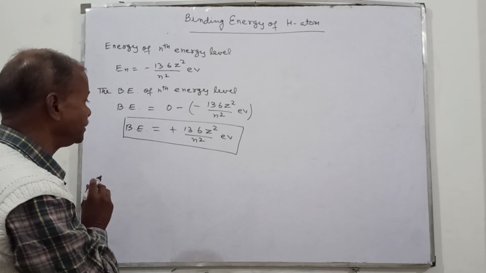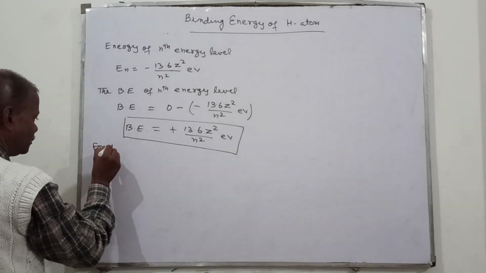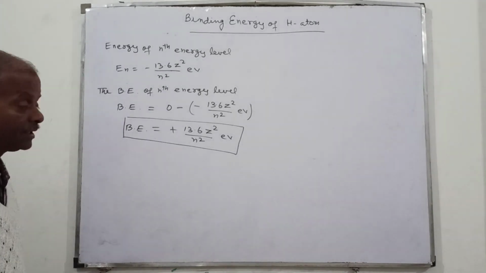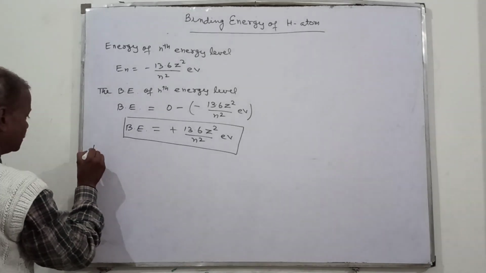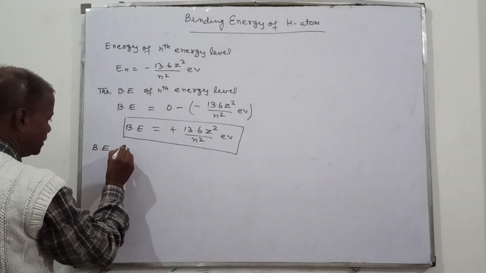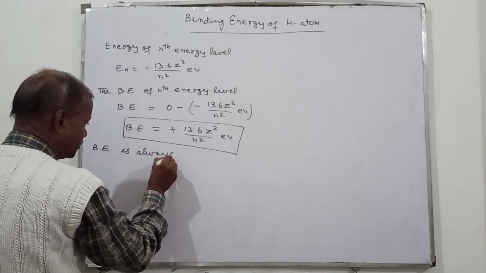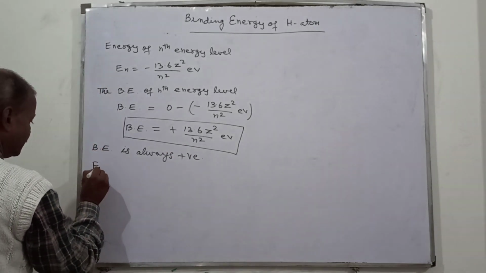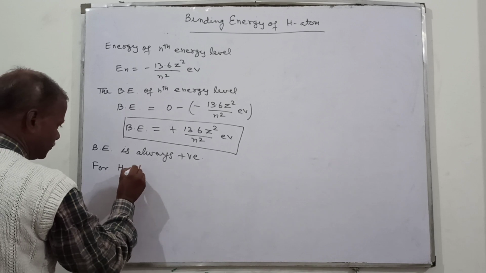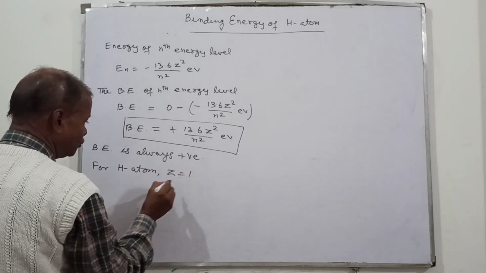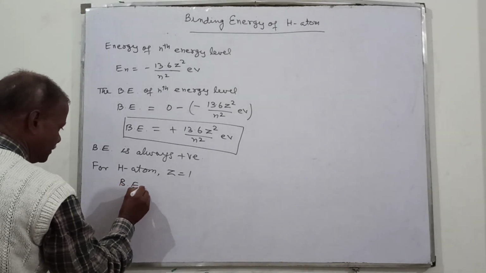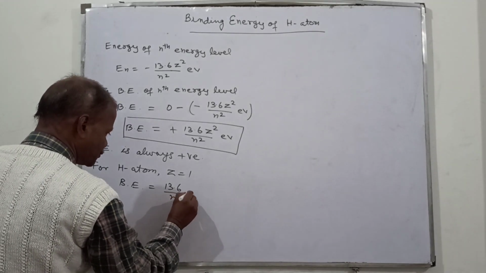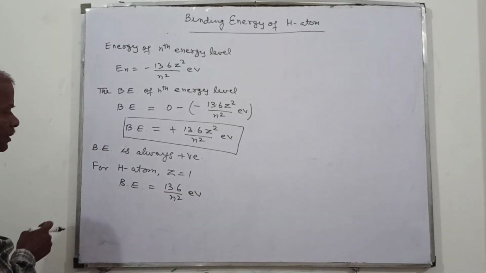If we are taking the hydrogen atom, one thing we should remember is that the binding energy is always positive. So for the hydrogen atom, Z equals 1, and the binding energy is equal to 13.6 upon N square electron volt. This is for the hydrogen atom.